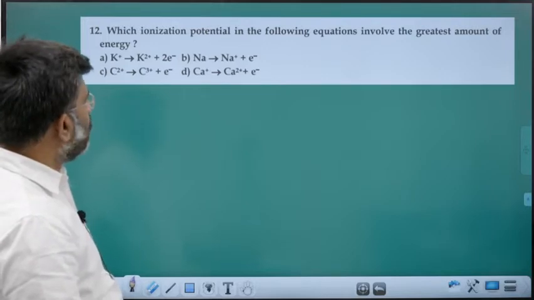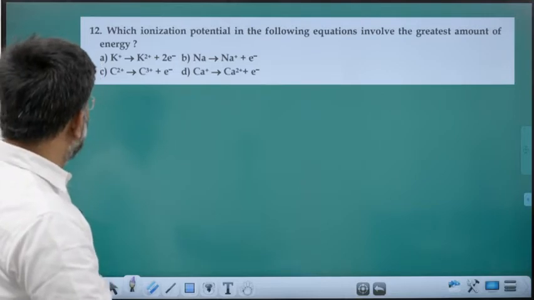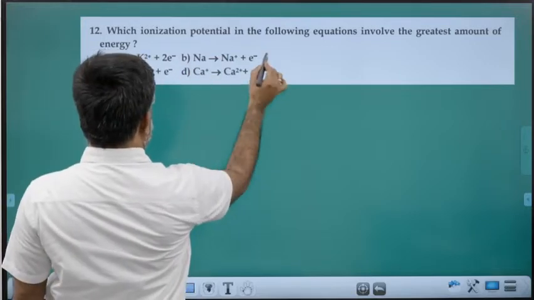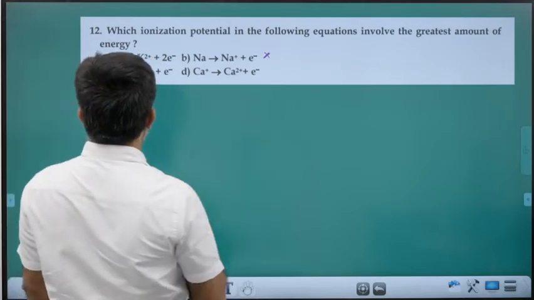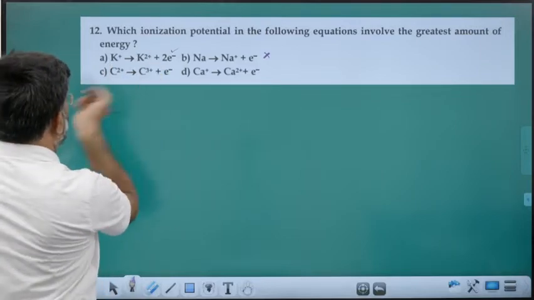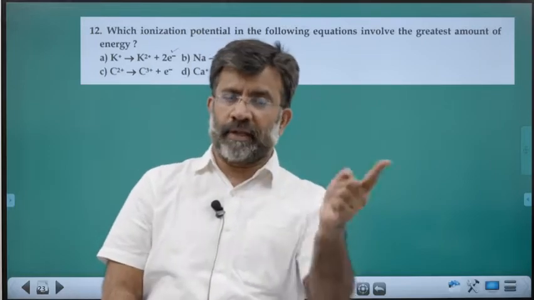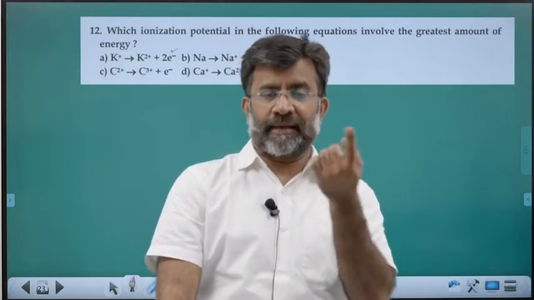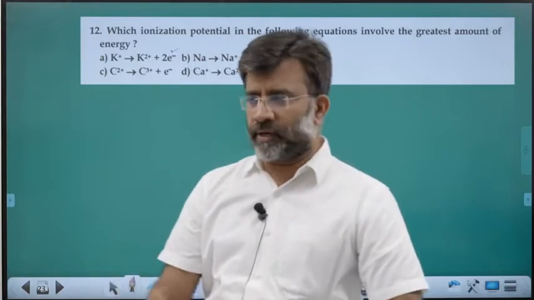Which ionization involves the greatest amount of energy? See, this is a low value. Sodium removing an electron, an alkali metal, is a low value. And this can be large: you are removing the second electron from potassium. Potassium has 1 valence electron, and removing that is a low value. Then what about removing the second electron? The second electron you are removing from the inner core.